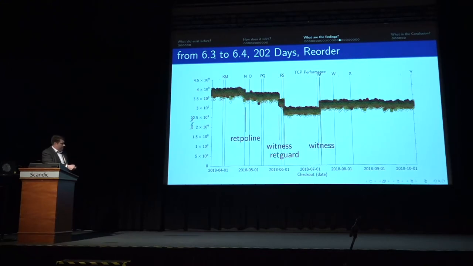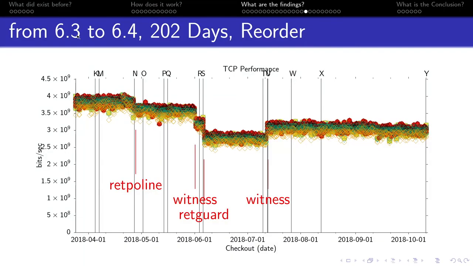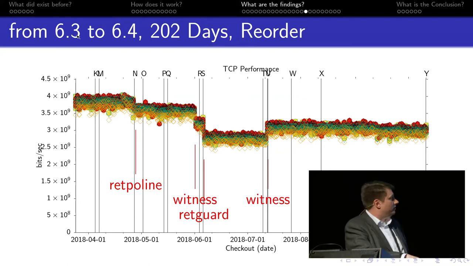So now we have TCP performance from 6.3 to 6.4. There we had multiple things. First of all, here we committed Retpoline. That's a Spectre mitigation, where we make function calls more expensive because we trick the branch predictor so that it doesn't remember where we jumped to. So Spectre attacks get more difficult, but jumping on function pointers, also in the network stack, does that a lot. So here we lose performance.